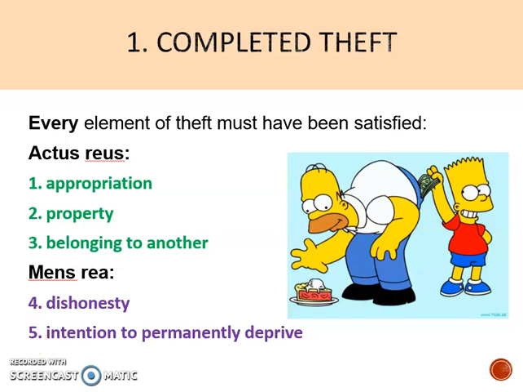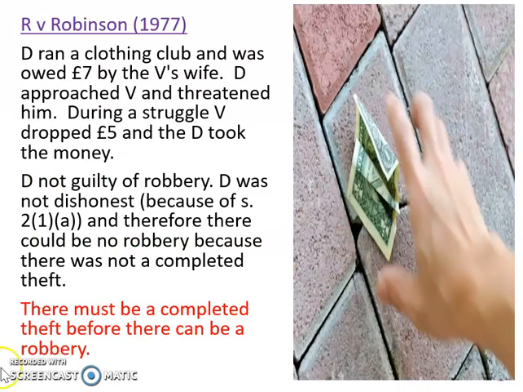And a case which illustrates this is the case of Robinson. The case of Robinson was that the defendant was owed money, £7, by a woman. He went to ask her for it, and a bit of a scuffle developed between the defendant and the woman's husband, or victim here. During the struggle, a £5 note dropped out of the husband's pocket, and the defendant picked it up and kept it. And he was convicted of robbery and appealed, and his conviction was quashed.